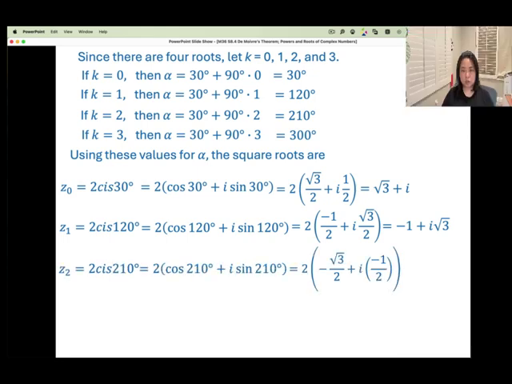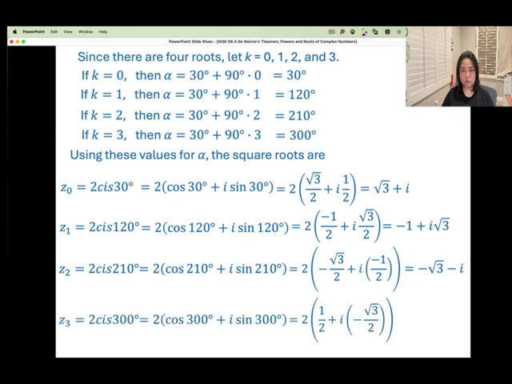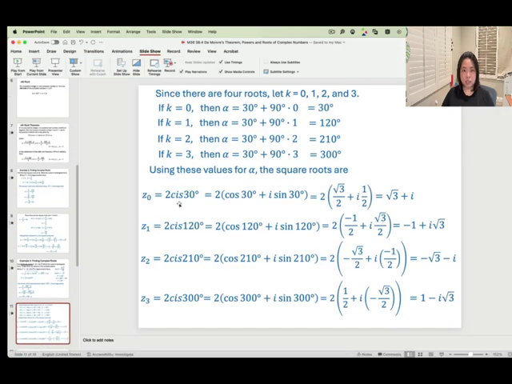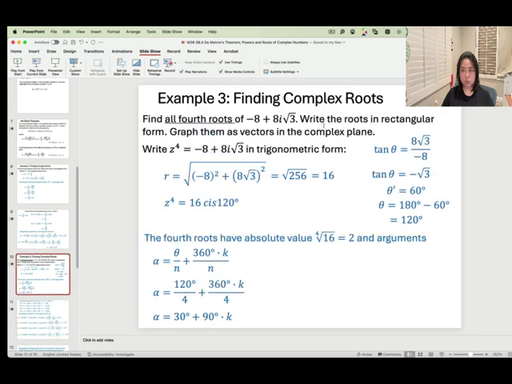Okay, check your work. And then the Z3 here. Okay, we do have a 4 rectangular form here. And then, go back to the questions. We want to write the root in the rectangular form and then graph them as vectors in the complex plane.